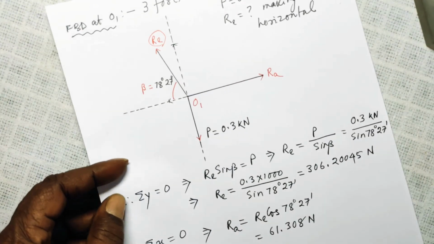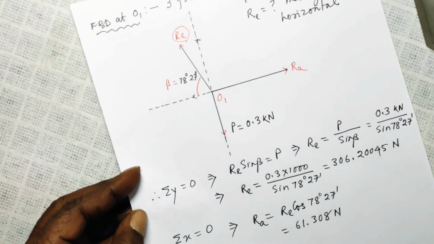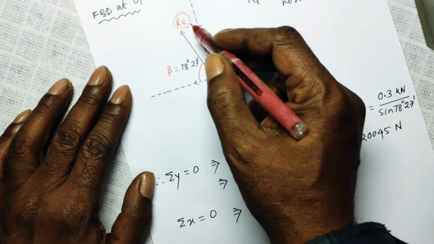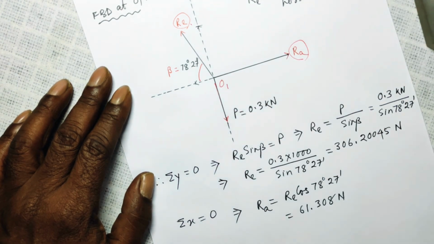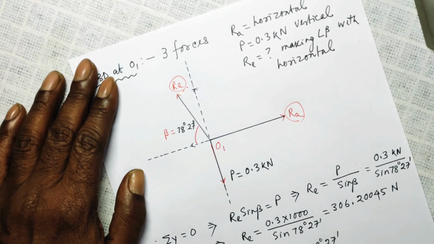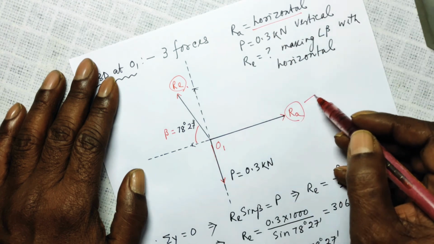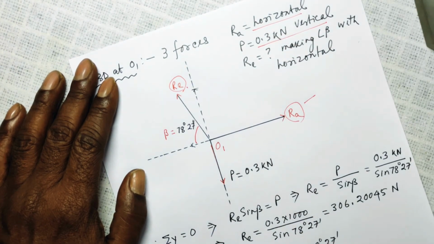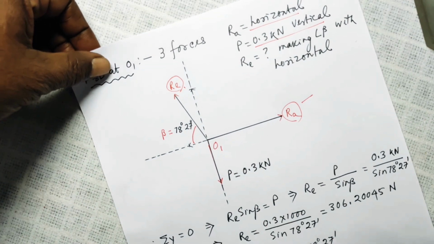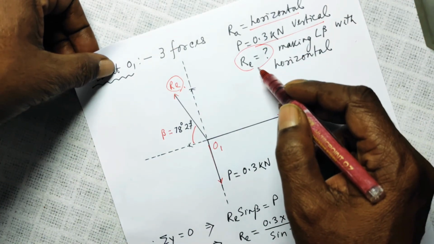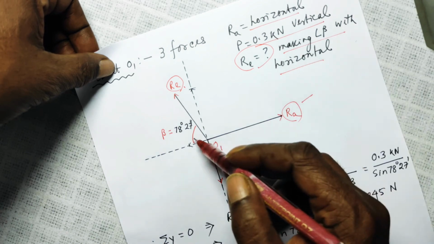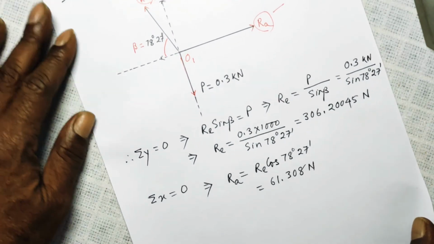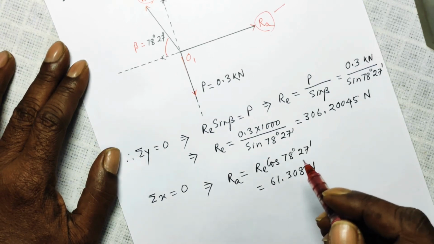So the free body diagram is drawn at point O1. There are three forces, RA, RE and P, downward. RA is horizontal, so it doesn't have a vertical component. P is 0.3 kilonewton and is vertical, so it doesn't have a horizontal component. RE, which you don't know, is making angle beta with the horizontal. So let us apply first sigma y equal to 0.